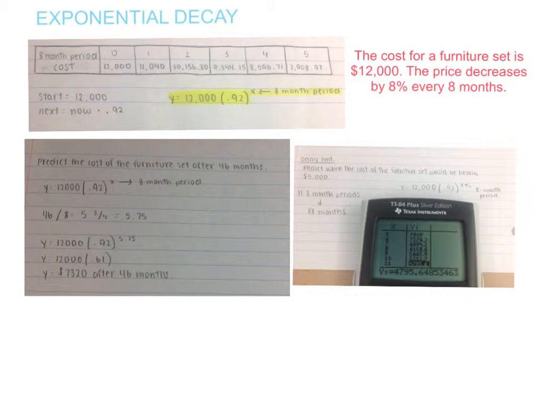To find when the cost of the furniture set would be below $5,000, I plugged the equation into my calculator and put it in the table of values. After looking through all the values, I realized that after 11 8-month periods, the cost would be below $5,000. 11 8-month periods is also known as 88 months. So the cost would be below $5,000 after 88 months.